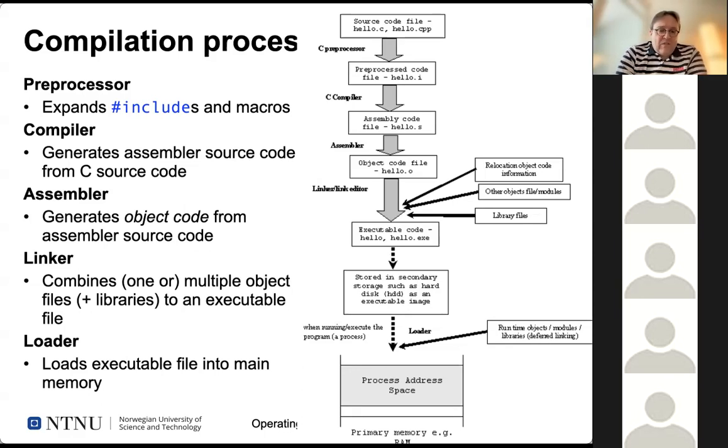Now, after the linker has run, we have an executable file, so a file on your disk, and then you can start it by typing its name in the command line or double-clicking it or whatever. And then another part of the operating system comes into play, which is the loader, and the loader is responsible for taking this executable file, loading it into main memory, and then it's started by the operating system.